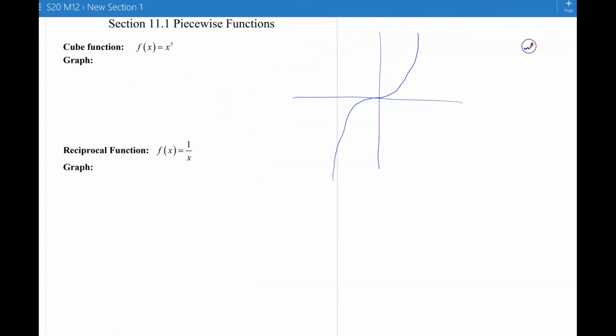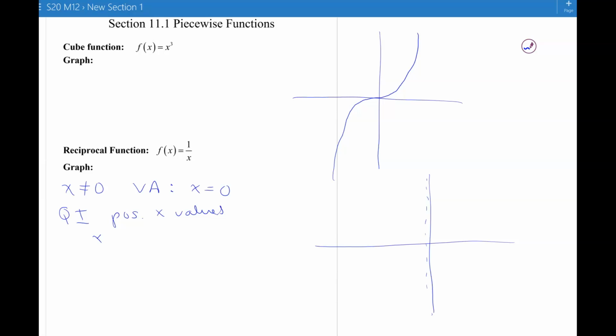And then the 1 over x graph, this one actually comes up a lot. And let's think about how it must look. x can't be 0. So in fact, there's a vertical asymptote at x equals 0. So the graph cannot touch the y-axis. Then in quadrant 1, those are positive x values. And as x gets larger, so we're going to say x goes to infinity, y goes to 0, right? Because if your denominator is getting huge, your fraction is getting tiny. And then as x gets tiny, as x goes to 0, y goes to infinity.